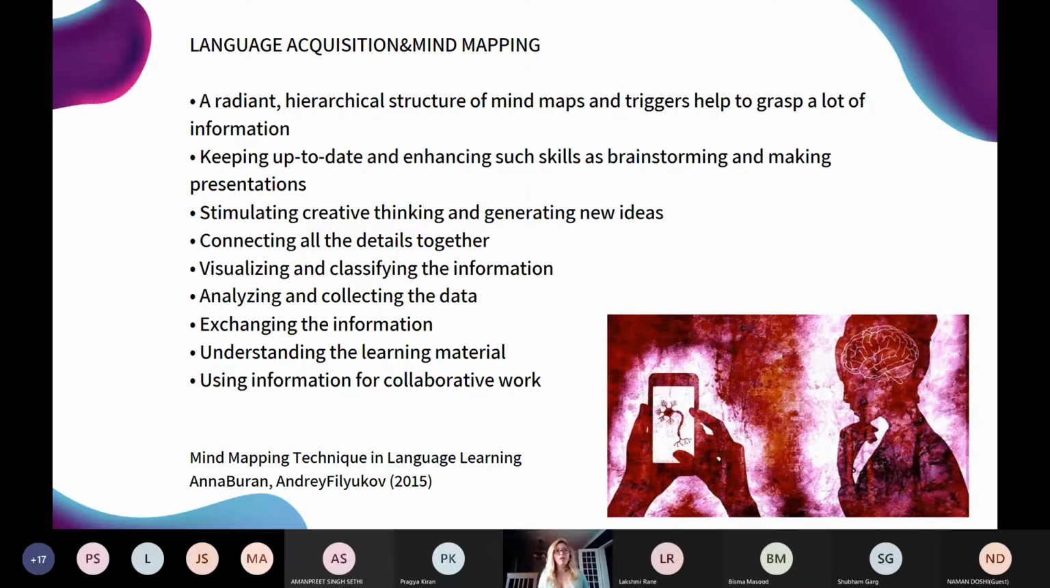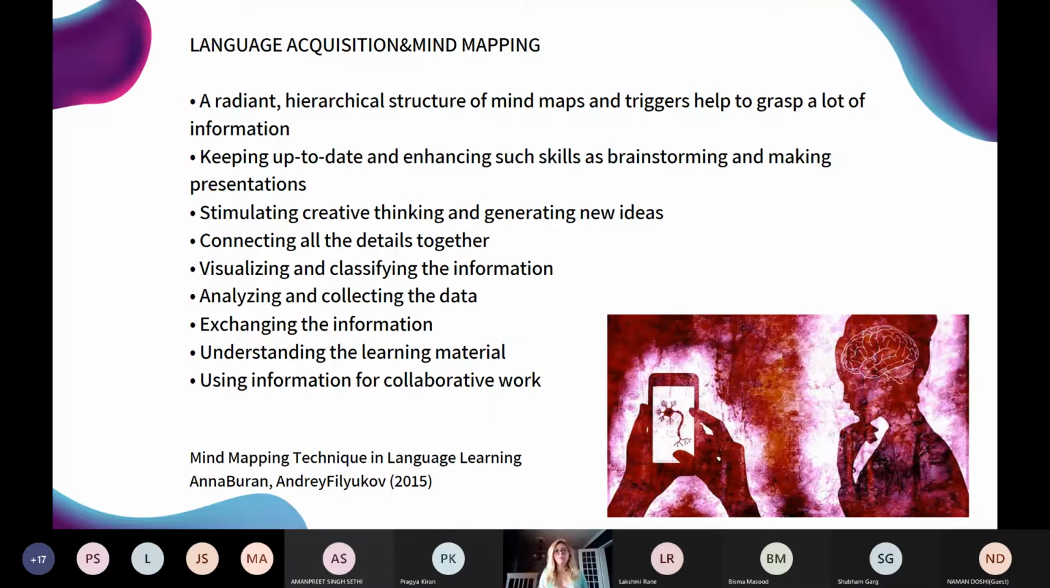And you can even make a presentation and teach whatever you're learning to another person. Actually, you can share your work, your study with somebody else. And it stimulates creative thinking and generates new ideas. And it connects all the details together. And you can visualize and classify the information. So classifying is very important within the language learning process.